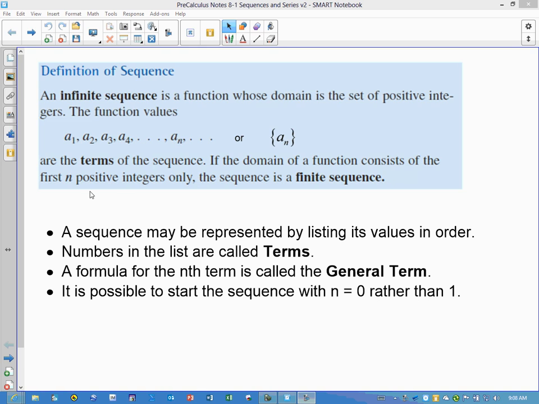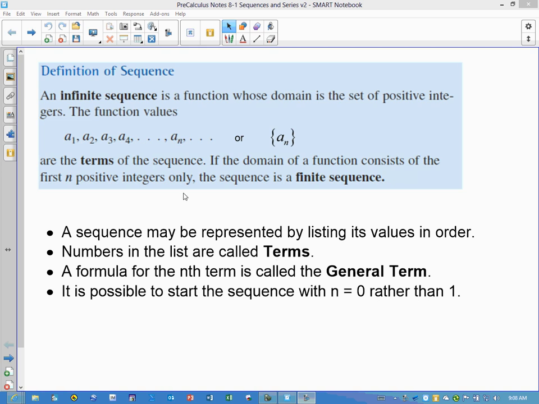The book gives us our definition of a sequence, both an infinite sequence or a finite sequence. The infinite sequence is the one where the terms keep on going forever, and a finite sequence has a finite number of terms. And the individual values in the list of terms, those are called the terms.